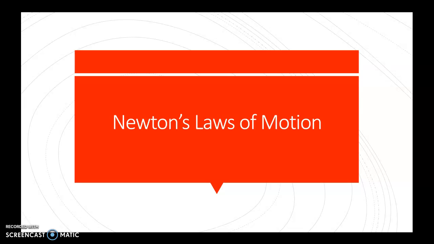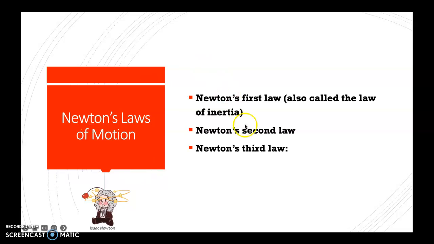In this video, we're going to talk about Newton's laws of motion. There are three laws that are attributed to Newton. There's Newton's first law, which is sometimes also called the law of inertia. Newton's second law, which doesn't really have a name, but it goes along with the equation F equals ma. And then Newton's third law, which most people know as equal and opposite reaction.